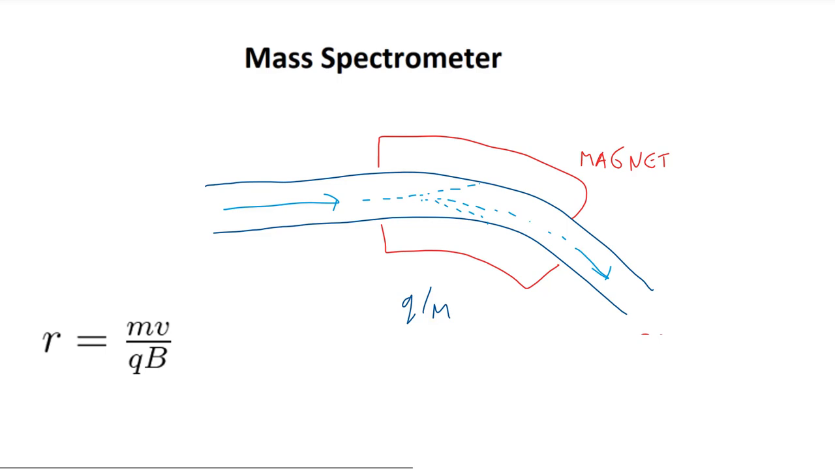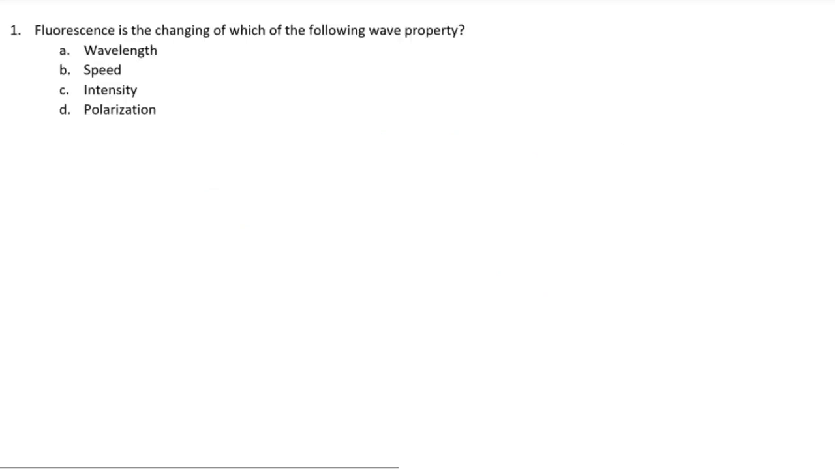Before moving on to our last video, as always, let us now recap what we have learned so far about atomic and nuclear physics by looking at questions of a similar style to the MCAT. This first question is checking that we understand what is meant by fluorescence. The question asks which wave property changes when a wave undergoes fluorescence. Is it the wave's wavelength, its speed, its intensity, or its polarization?